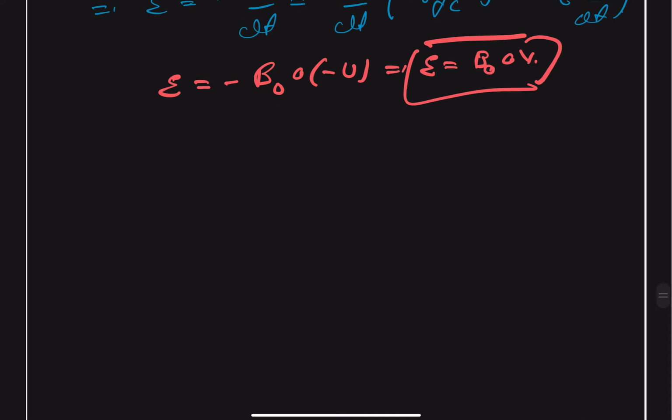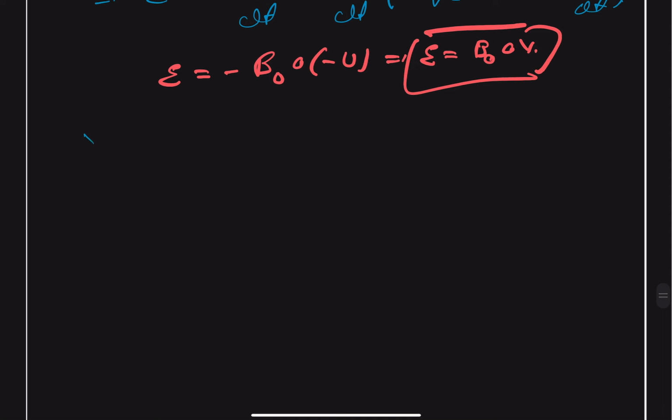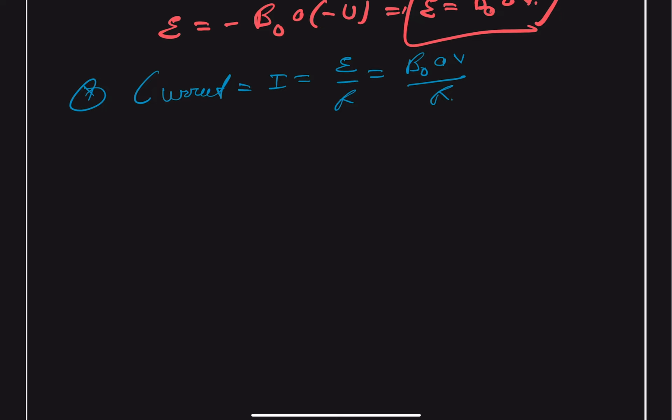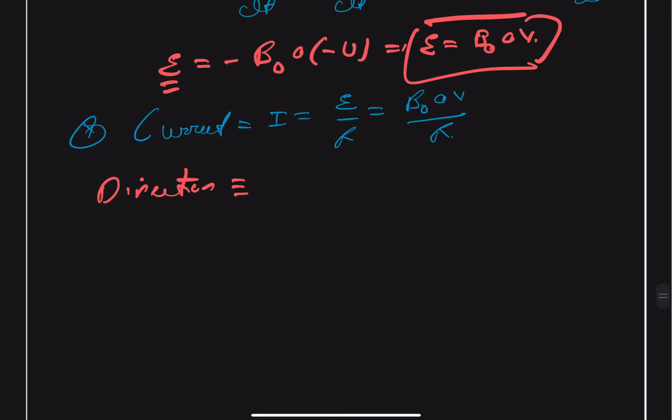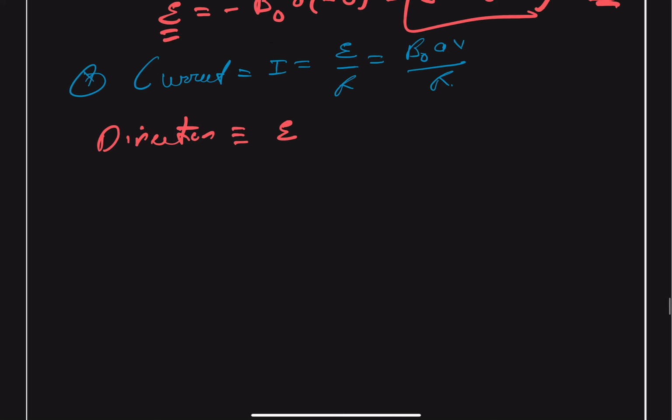Now we can find out the current. Current I will be equal to the induced EMF divided by R, and we get this as b naught a v divided by R. Okay, so this is the current, and in order to find out the direction, we clearly see that this EMF is positive. So we can say EMF E is greater than 0.